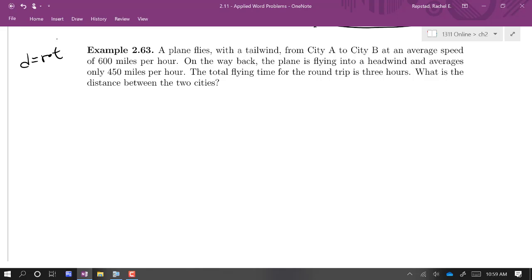So there's more than one way that we can use this equation, distance equals rate times time, to help us solve this. And I think what I'm going to do when I solve this is just use the fact that this is a round trip distance, so that the distance from city A to city B is equal to the distance from city B to city A. And so each of these is going to be a rate times a time.